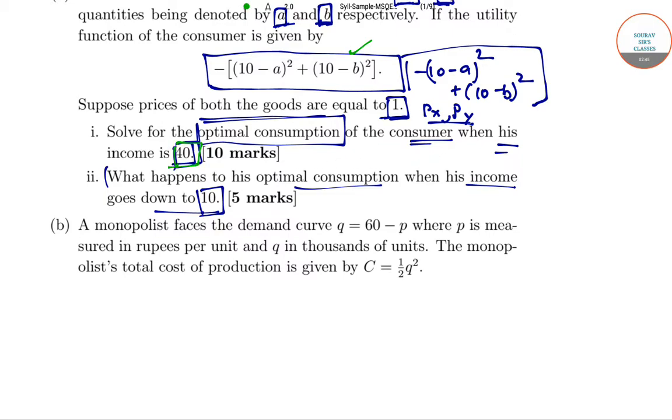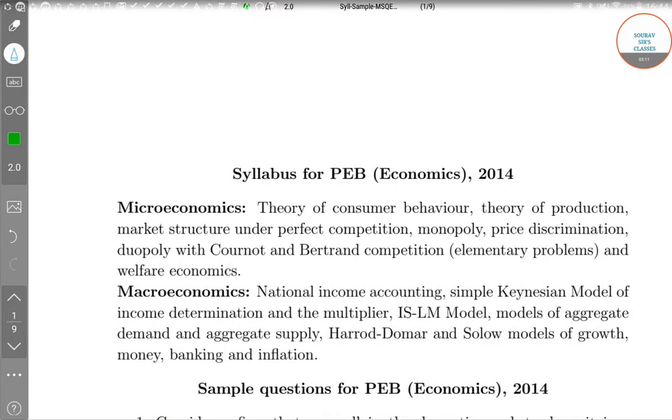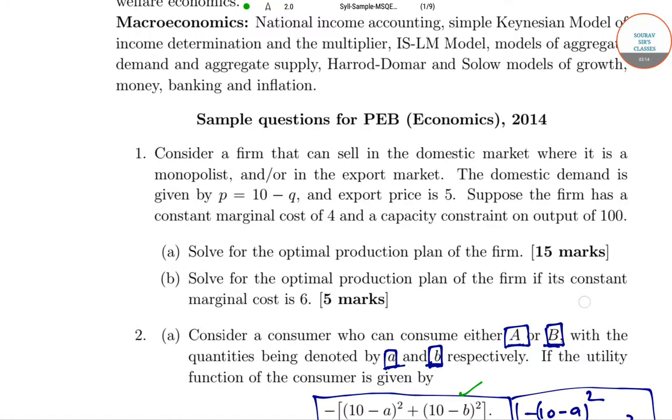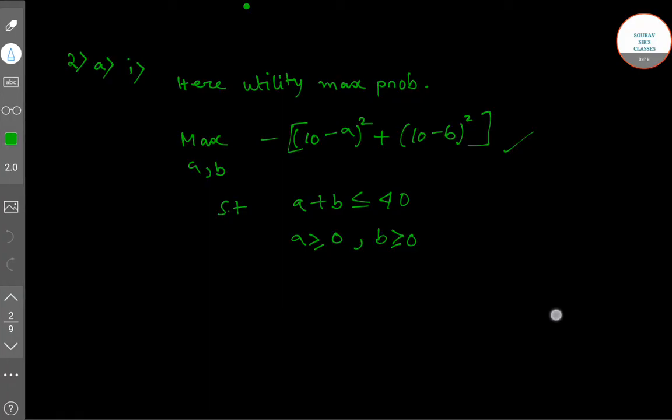We know the income is 40. So we can simply write a plus b. A is the quantity of commodity A, into PA, which is 1, plus B into its price, which is 1, equals the total money income, which is 40. So this is the budget line equation.